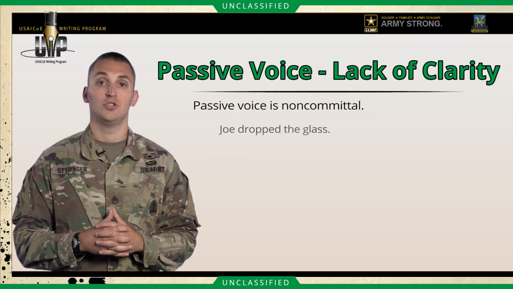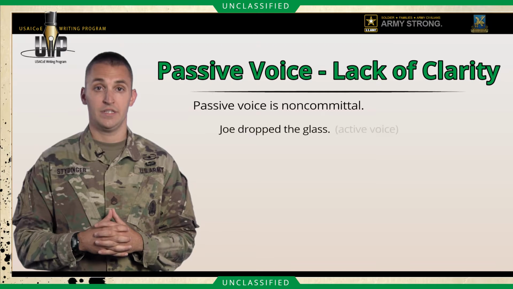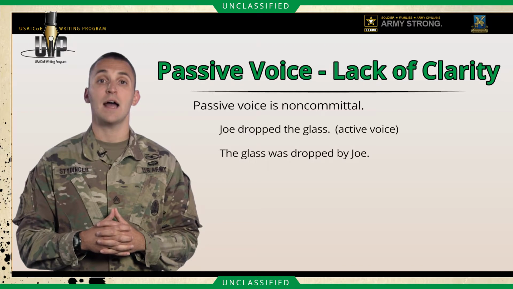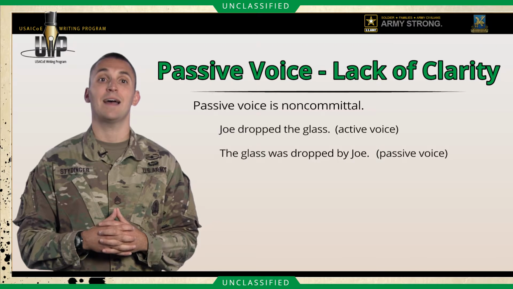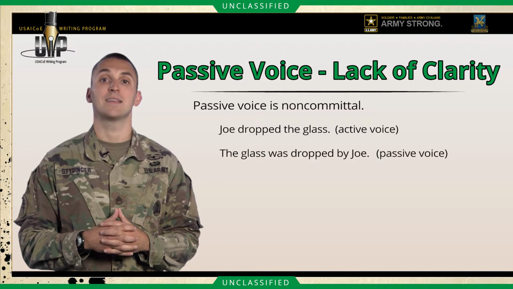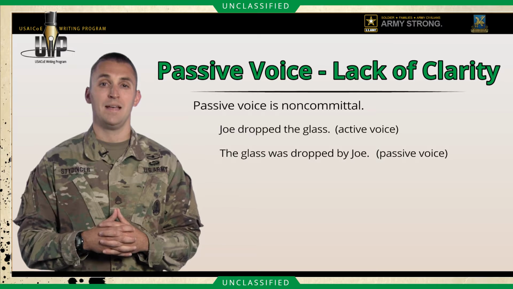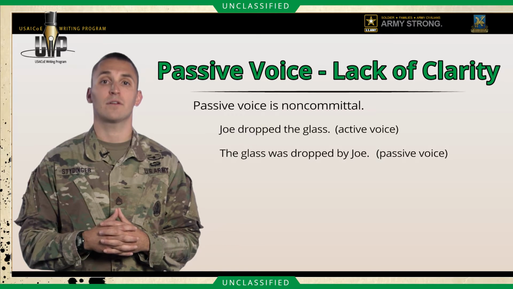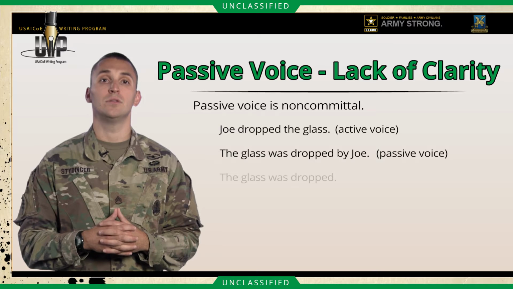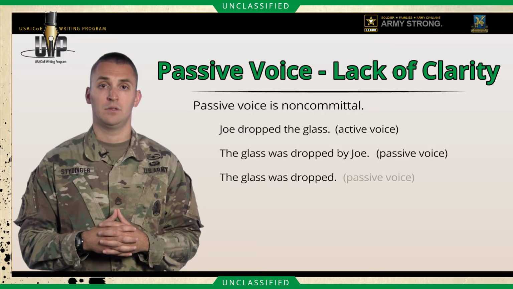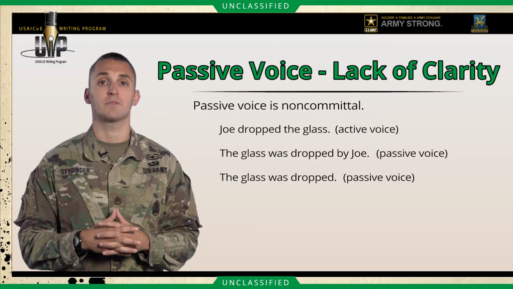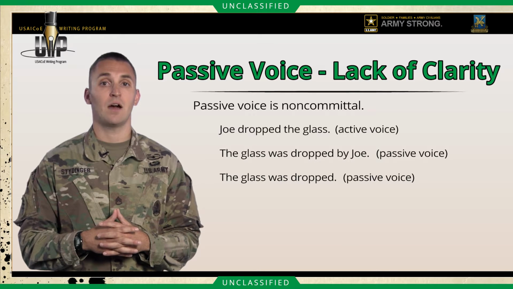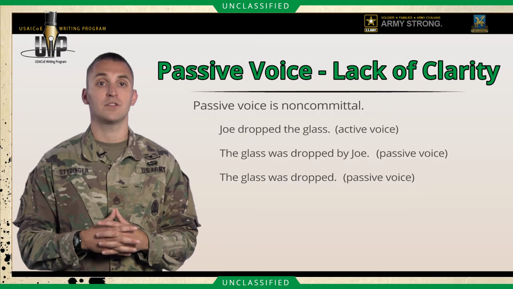Joe dropped the glass. This is active voice. The glass was dropped by Joe. This is passive voice that has the by indicator, like the by zombies test. Passive voice sometimes leaves the real actor of the sentence out altogether. Joe might even tell you, the glass was dropped. This helps Joe avoid taking responsibility, and you can see how this leaves out some important information.